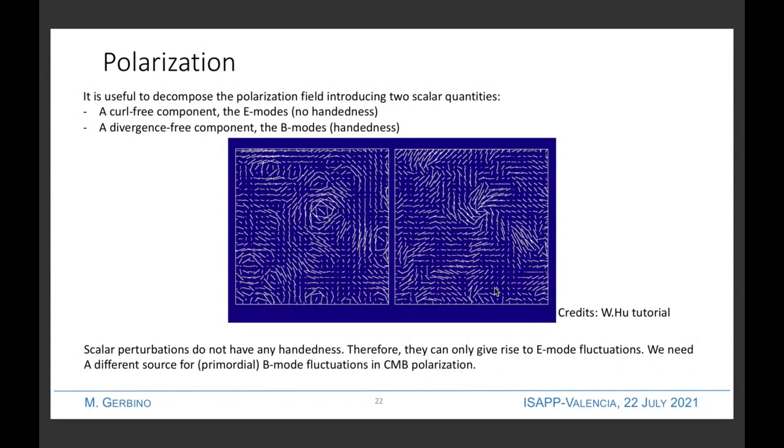In other words, we need tensor perturbation to the metric to produce a B-mode pattern, a primordial B-mode pattern in the CMB field. And this is connected to the question that was asked this morning about how we can measure the tensor to scalar ratio and have a handle on the physics of inflation. We can measure it through observing this B-mode pattern in the CMB field, because this B-mode pattern can only be sourced by tensor perturbation in the metric. There are no other possibilities, at least for this peculiar pattern, to be sourced by other kind of perturbations.